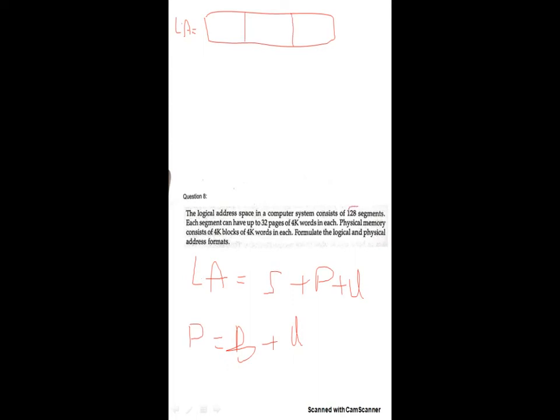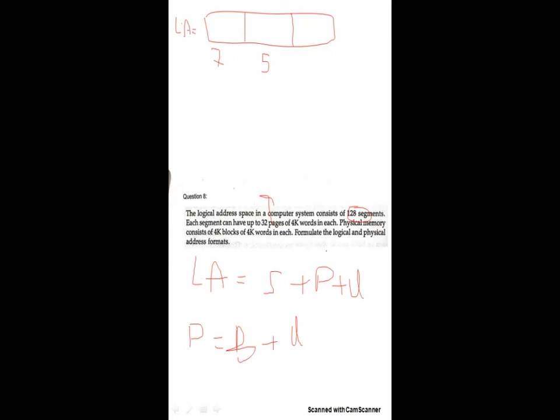Now he is saying that there are 128 segments, correct? 128 segments means how many bits? You have to write it as 2 to the power 7. 2 to the power 5 is 32, 2 to the power 6 is 64, 2 to the power 7 is 128. Yes, so I can have 7 bits for segment number. And he has given that each segment can have up to 32 pages. Can I write 32 pages as 2 to the power 5? Yes. So page number will take 5 bits here.